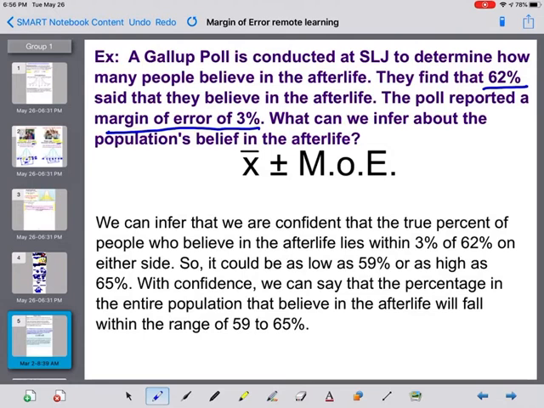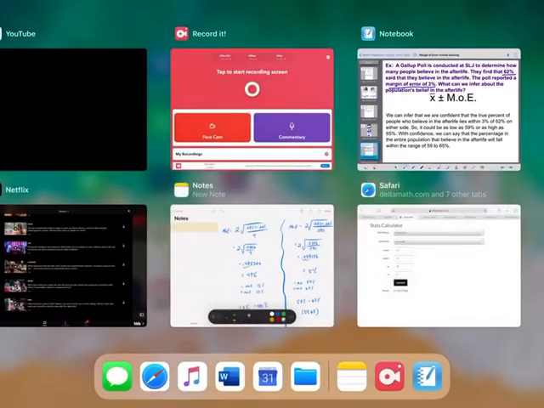It's a small margin of error because that's a small change, 59 to 65%. That gives me an idea about how many people believe in it. But let's see what happens.